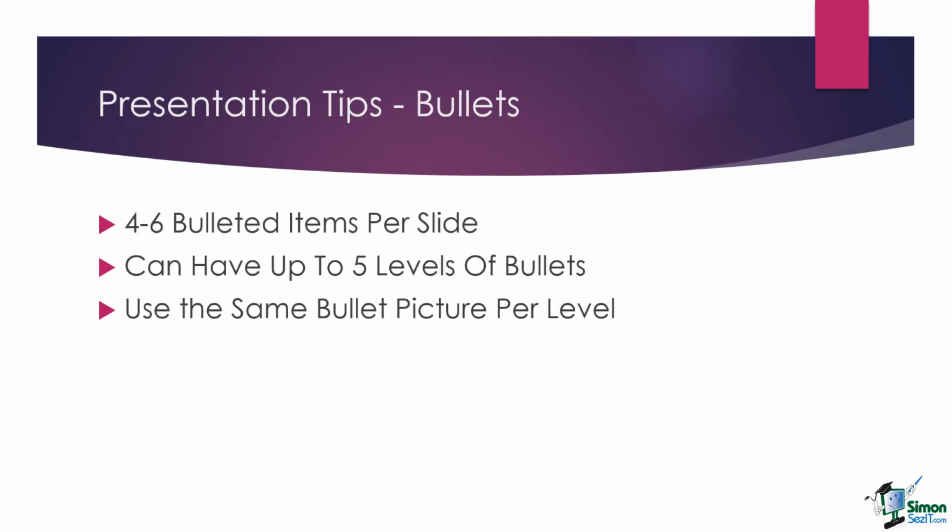Bullet points. Now, you can see here in this slide, I have some bullet points. And again, in general, 4 to 6 bulleted items per slide. You don't have to cram as many bulleted items on a slide as possible. If you do have quite a few, then please just use another slide, okay? And also remember that you can have up to 5 levels of bullets. Sometimes that's quite nice to use as well because it just gives it a little bit of structure.